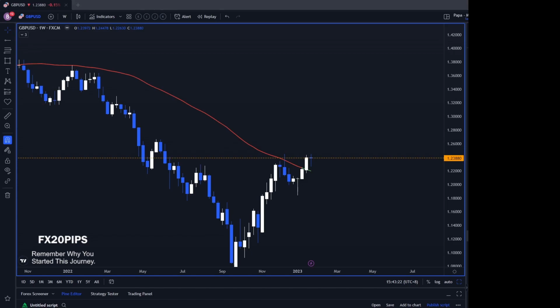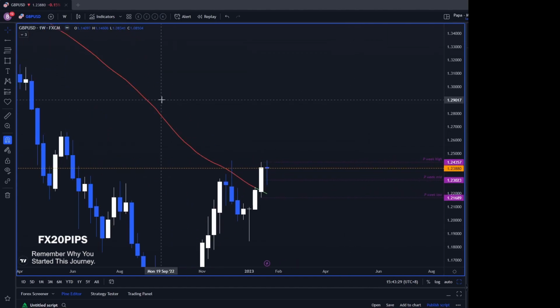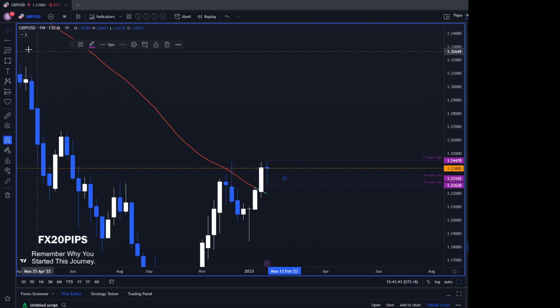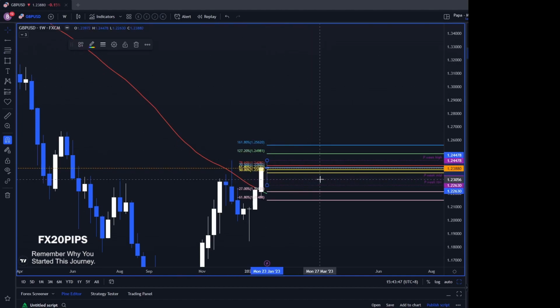Okay, let me draw something now. Let's go for previous week. There we go. I like to draw these lines so that when I'm at the lower time frame, I know where it is. So I'll have the previous week high here. I will have the previous week low. Then I'll do a fib here. And I can look at a 50. Okay, put in a 50 here.